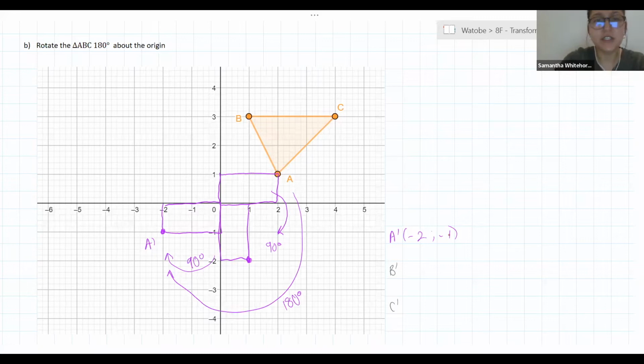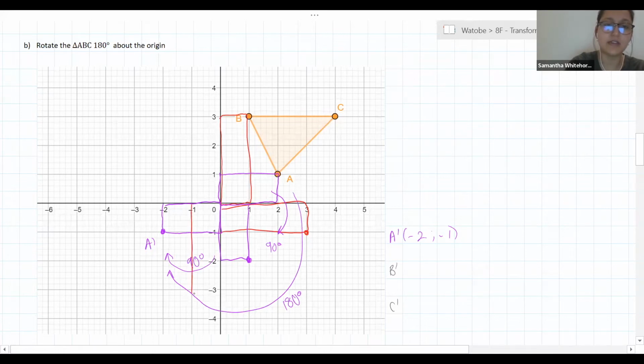So let's just quickly do our coordinates for B and C. So if I draw in my rectangle for B, there it is. I rotated the first 90 degrees, and point B will now sit at (3, -1), but obviously I need to do 180 degrees, so I rotated another 90 degrees, and my rectangle ends up here with point B dash at (-1, -3). Okay, so some of those answers were coming through already on the chat, and that's awesome.